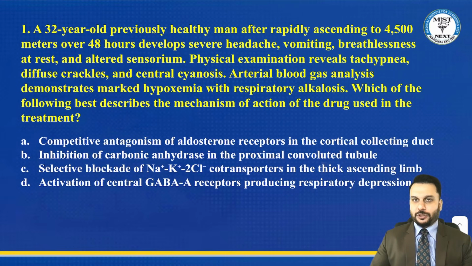So here's the first question for all of us. A 32-year-old previously healthy man, after rapidly ascending to 4,500 meters over 48 hours, develops severe headache, vomiting, breathlessness at rest, and even altered sensorium. Physical exam reveals tachypnea, diffuse crackles, and central cyanosis. ABG analysis demonstrates marked hypoxemia with respiratory alkalosis. Which of the following best describes the mechanism of action of the drug used in the treatment?